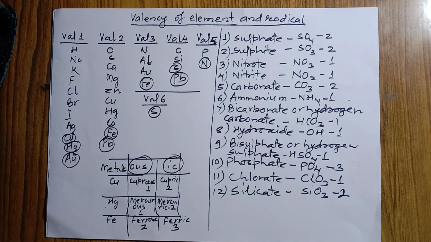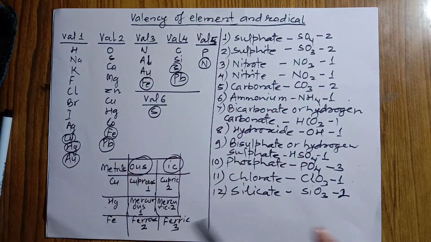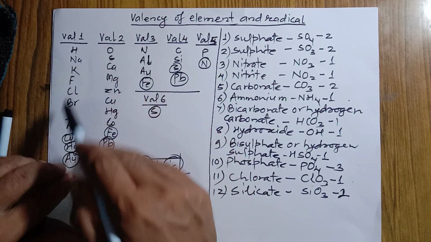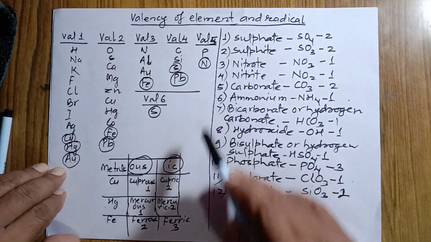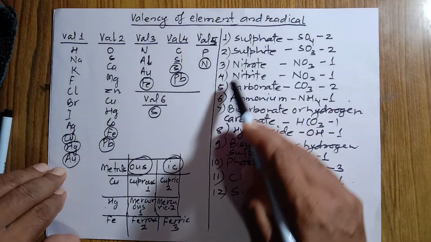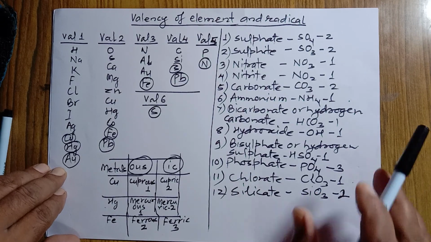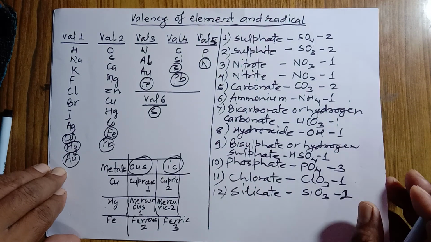In previous class, I told you about the valency of elements and radicals, and this is just for the preparation of writing chemical reactions. Now, if we remember the valency of these elements, what I wrote in previous class, and valency of these radicals, then we'll be able to write molecular formulas of different compounds, and then only we'll be able to write chemical reactions.